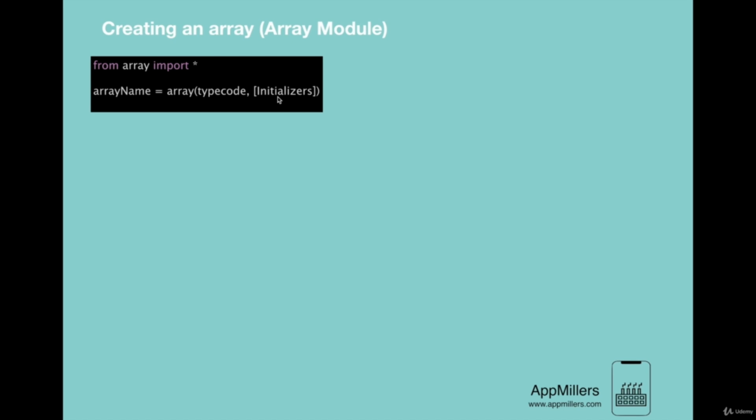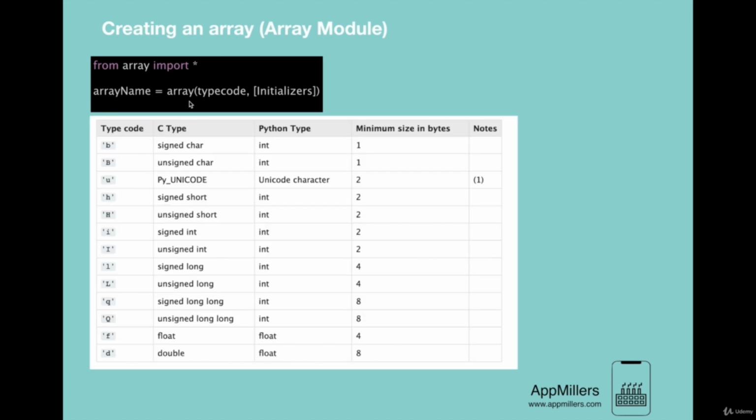Type codes in the array module can be one of these. For example, when you create an array of integers, you need to put I and create here and initialize the elements. We will see it in Python. These are the common types that we use in the array module. Let's see how this works in practice. Let's switch to Visual Studio Code and create one sample array.